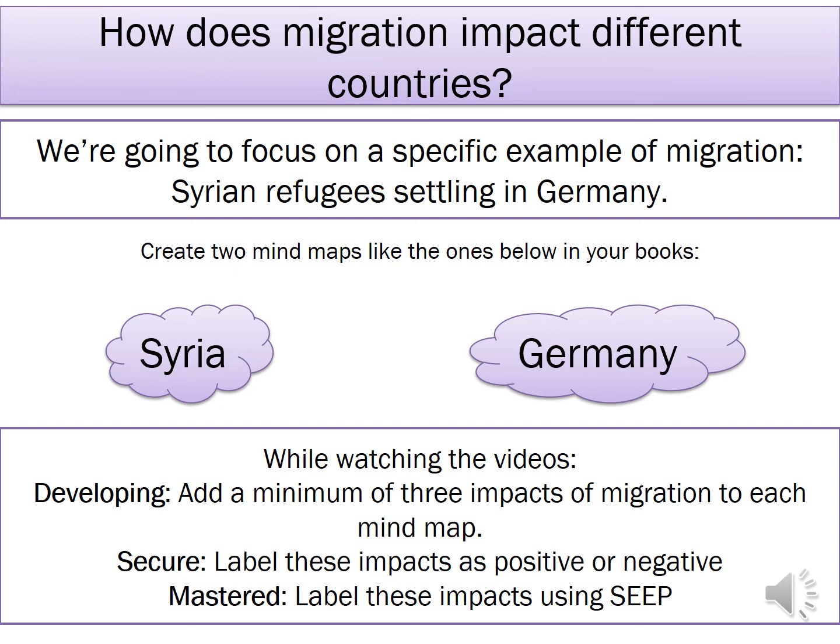So what you need to do is, once you've got your mind maps created, which you should have already done, you need to go over to Class Charts. There are 4 videos for you to watch. There are 2 about Syria and 2 about Germany. And you need to watch these videos and add impacts to your mind maps. Then you can label them positive or negative and then link them to SEEP. So just pause the video now, go over to Class Charts to watch the videos.